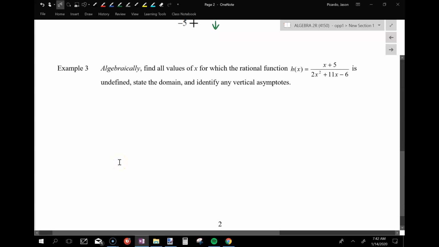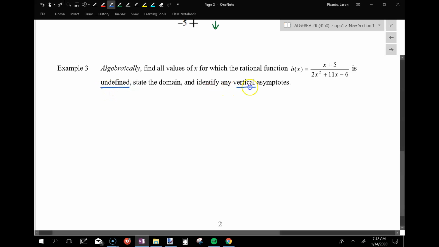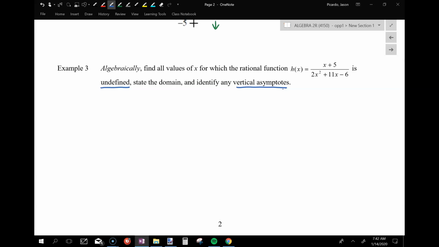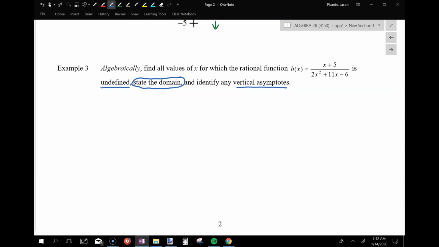Algebraically determine where this function is undefined, give me the domain, and find any vertical asymptotes. Okay, well, undefined and vertical asymptotes, don't those basically create the same exact numbers, right? And hey guys, isn't the domain going to include everything except for what I get for the vertical asymptotes? Fair to say? So what do I need to do here, guys?